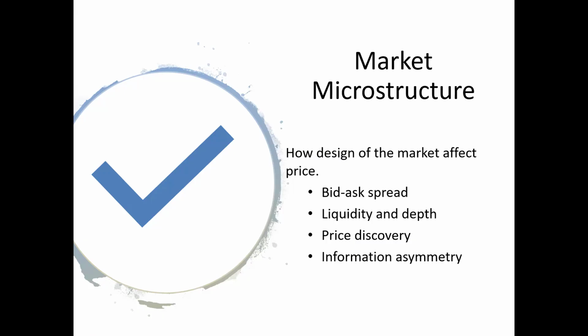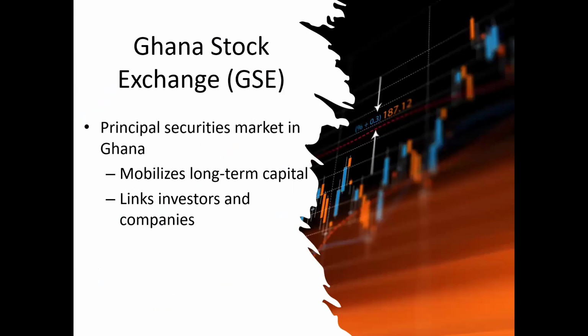Then information asymmetry. The information we have out there determines the shares we rush to buy, and the ones we will not buy. And at the end, it affects the pricing of the shares.